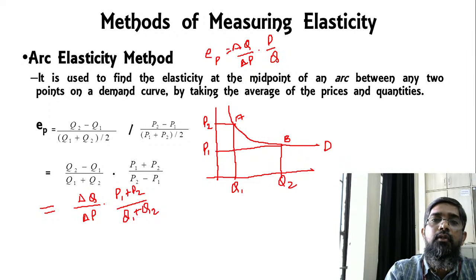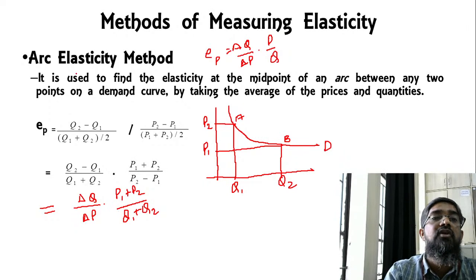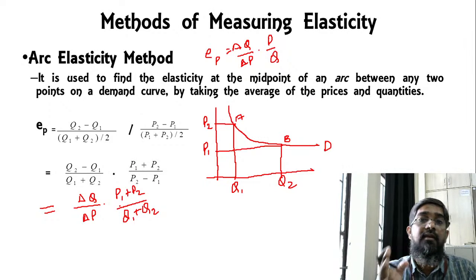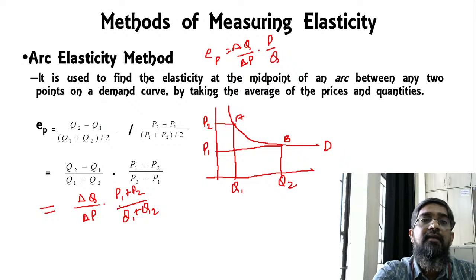It is P upon Q. One quantity we are taking, either original or the change one. But here what we do, we take the change one and the original one. This is original price, this is change price. This is original quantity, this is change quantity. So we take the addition of both, then calculate in case of arc method. Why do we do so? Because if we take only one value, original or change, the elasticity will be different. There will be different elasticities if you change the base value, right? That's why we use the arc method.